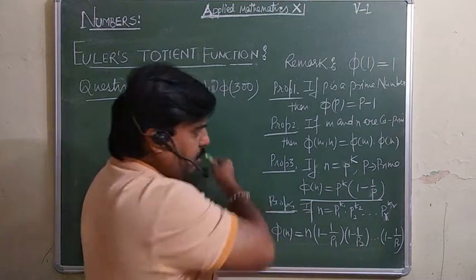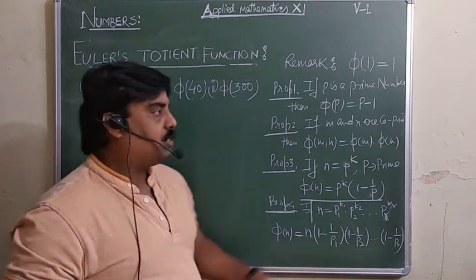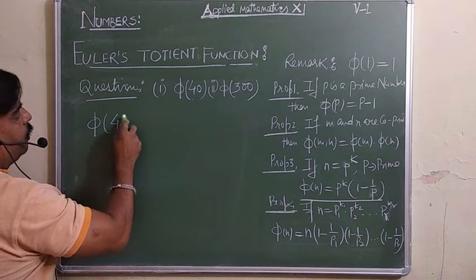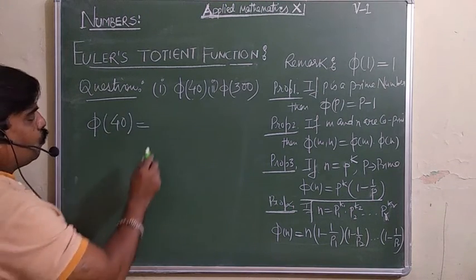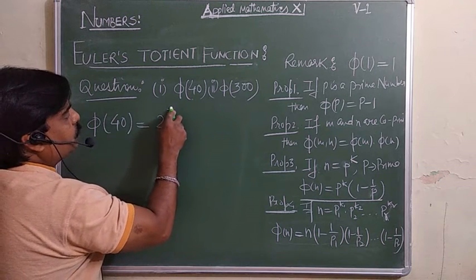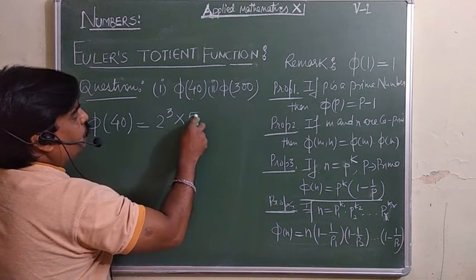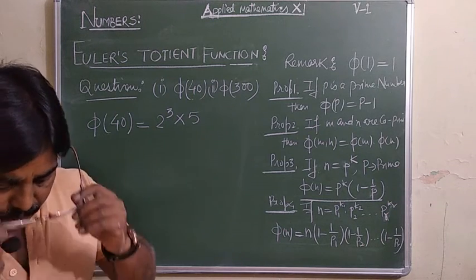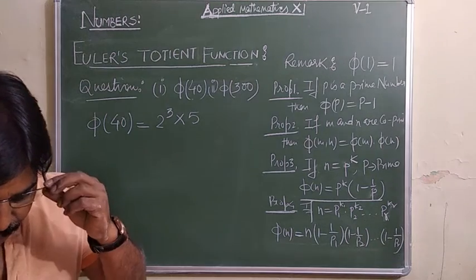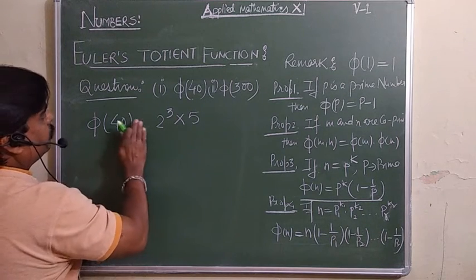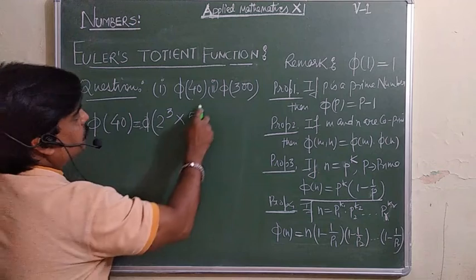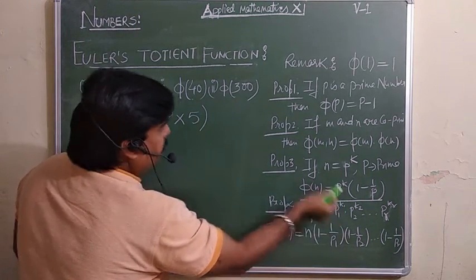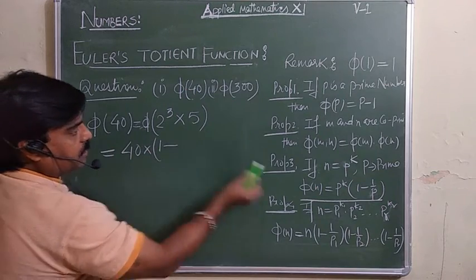When we do the question, then you can understand this. Similarly, suppose you want to evaluate phi 40. See now, 40 you can factor, so it is 2 raised to power 3 into 5. For our own convenience, we can write 40 into, now we will apply this formula, 1 minus 1 over p.